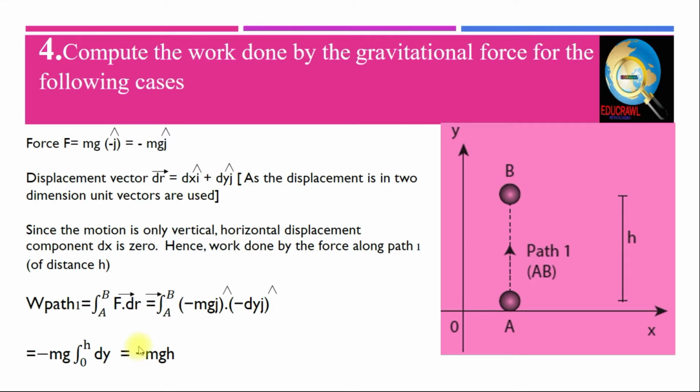So mg is a constant, so you can take it outside. You will have mg into the integral of dy. The limit will be 0 to h, because h is the height through which the object is lifted. So the integration of dy is y. When you apply the limit h, it becomes h, minus when you apply the limit 0, the whole term becomes 0. So the work done in path 1 is minus mgh.